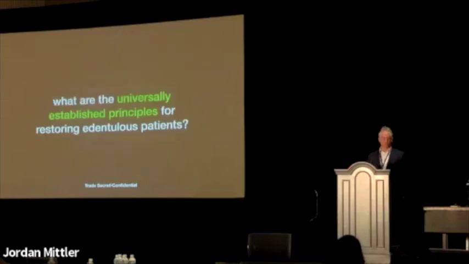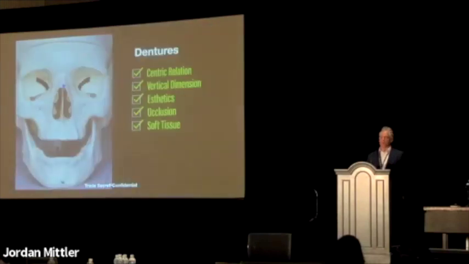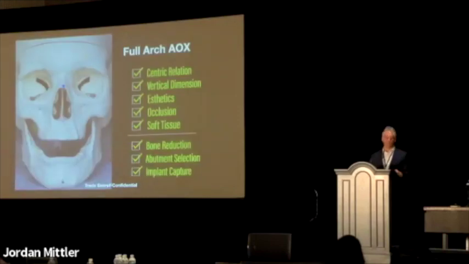What are those records? Well, there are 8 of them. If I were to make this edentulous patient a perfect denture, the perfect denture would be made in centric at the right vertical, with optimal aesthetics, ideal occlusion, and it would fit the soft tissue. What's the difference in full arch? Well, there are 3 additional records. I need ideal bone reduction, I need abutment selection, and I need to capture implant position.